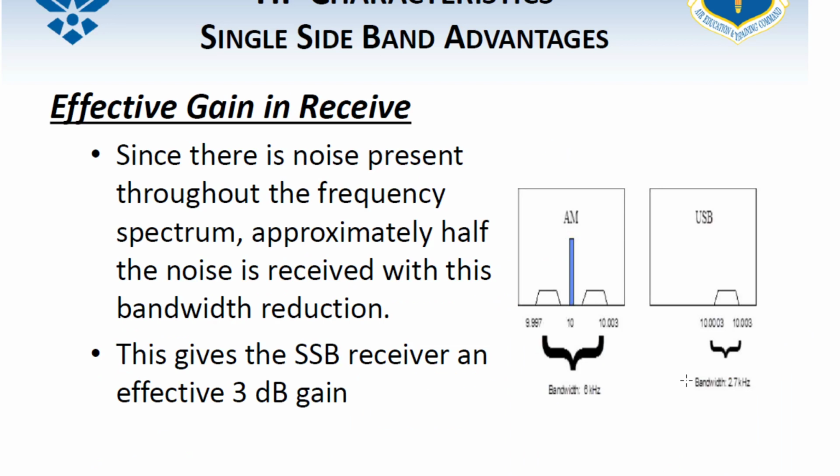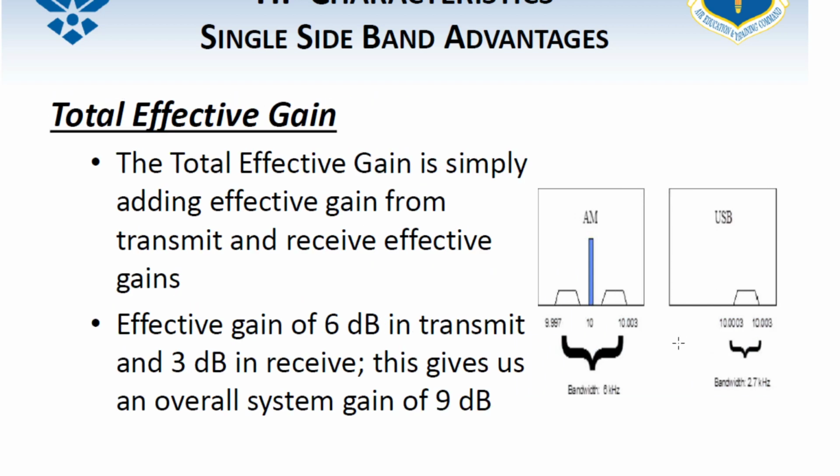There's also an effective gain in receive. Since there is noise present throughout the frequency spectrum, approximately half of the noise is received with this bandwidth reduction. This gives a single sideband receiver a 3 dB gain. So without all of the extra noise, you're gonna get 3 dB gain on the receive side. Questions, comments, concerns?